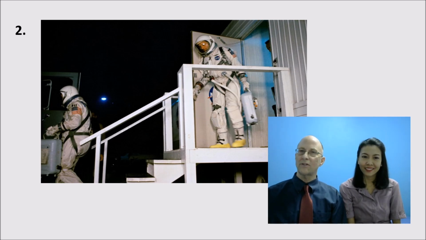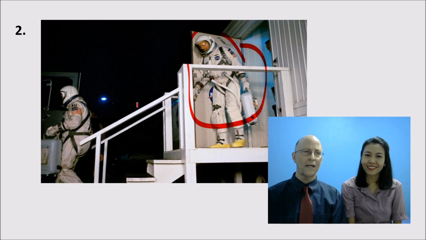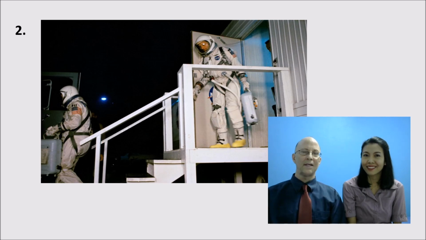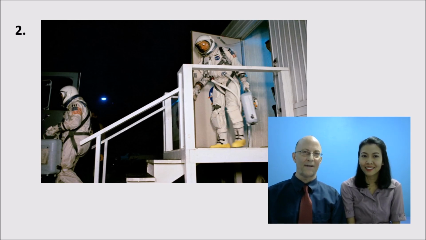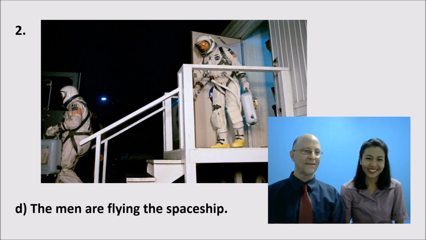C. The astronauts are landing on the moon. I don't see any moon. Yes, they are astronauts, but I don't see a moon here either. D. The men are flying a spaceship. I don't see a spaceship either. Yeah, neither do I. So you can delete D too.